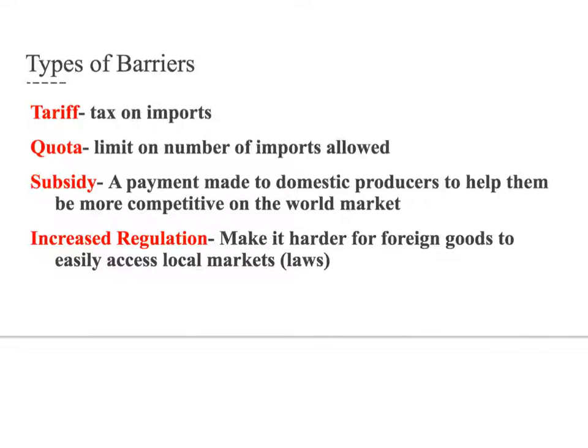A government could decide to subsidize domestic producers to help them be more competitive on the world market, thus lowering the price of doing business of the domestic producer and making it more competitive when you compare them to possibly lower priced items overseas. And increased regulation, making it harder for foreign goods to easily access local markets, so creating laws regulating various aspects of the good.